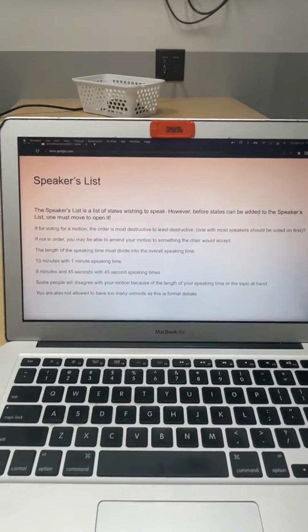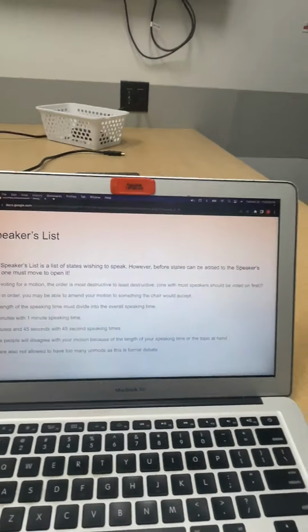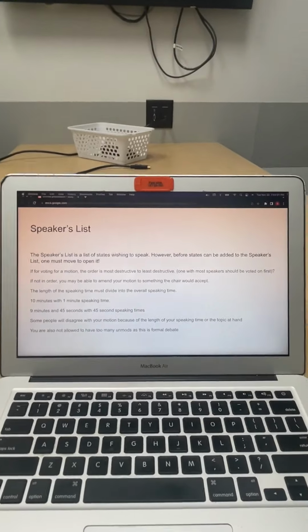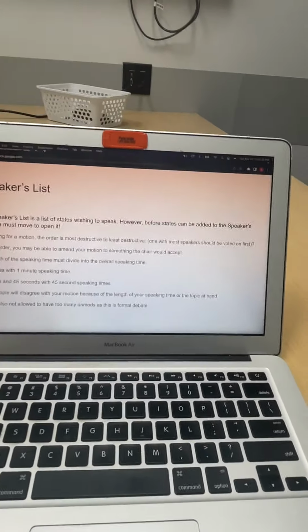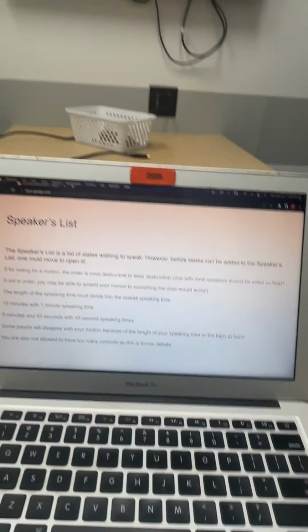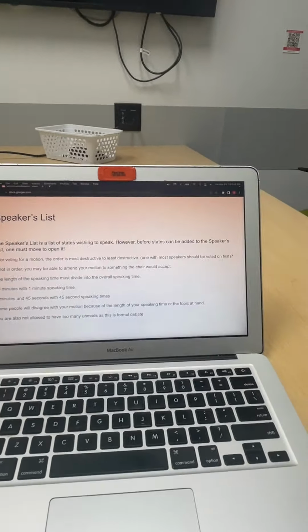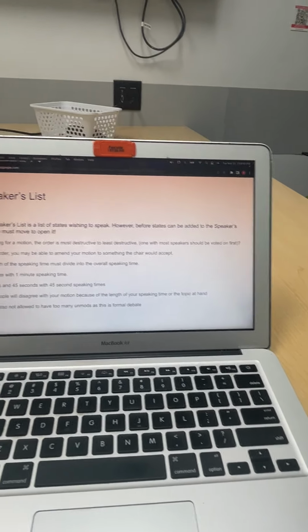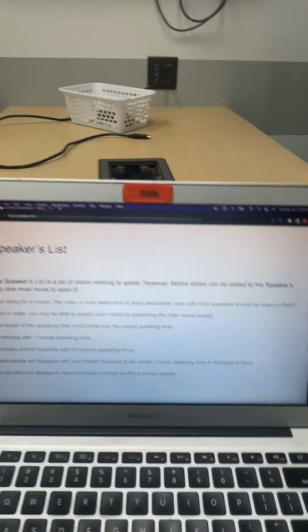So yeah, the speakers list, a very important thing. The speakers list is a list of member states that are wishing to speak. However, before you can be added to the speakers list, you have to open it first in debate. You have the motion to open it. If you're running a motion, the order is from most destructive to least destructive. So the one with the most speakers should be voted on first. It's also called most destructive.